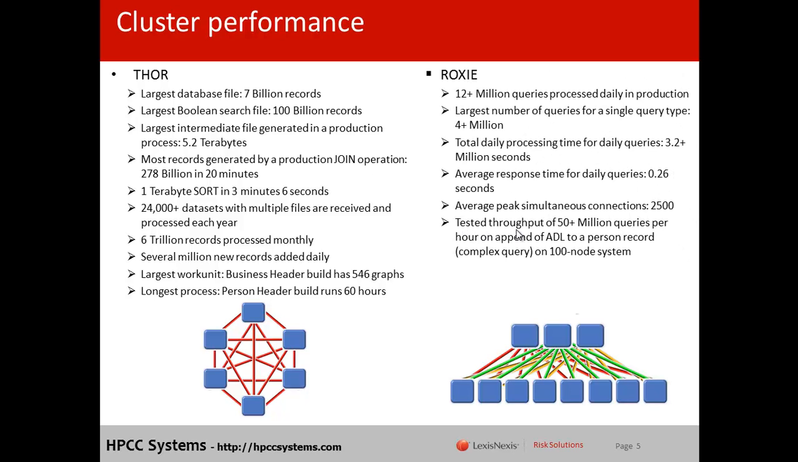Our ROXIE cluster has more than 12 million queries processed daily in production. The largest number of queries for a single query type is over 4 million. Total daily processing time for daily queries is approximately 3.2 million seconds. Average response time for daily queries is around a quarter of a second. Average peak simultaneous connections are 2,500, and our tested throughput of more than 50 million queries per hour on append of the accurate data link to a person record on a 100-node system.